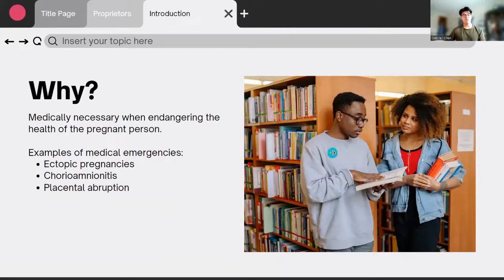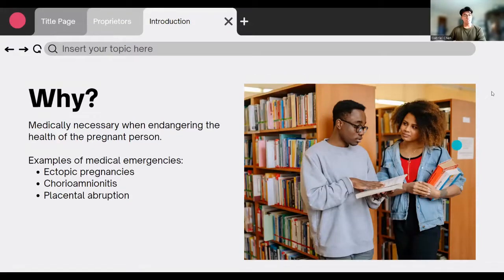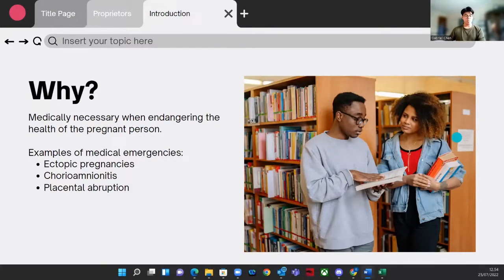Now, why is abortion considered necessary and a part of our community? That is because in some cases, abortion is medically necessary when a pregnancy endangers the life of the pregnant person. There are a couple of examples of conditions which can endanger pregnancies: ectopic pregnancies, chorioamnionitis, as well as placental abruption.